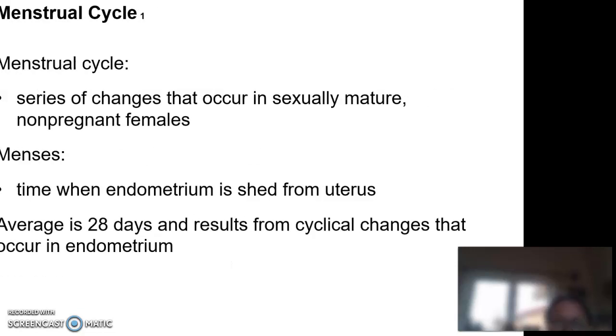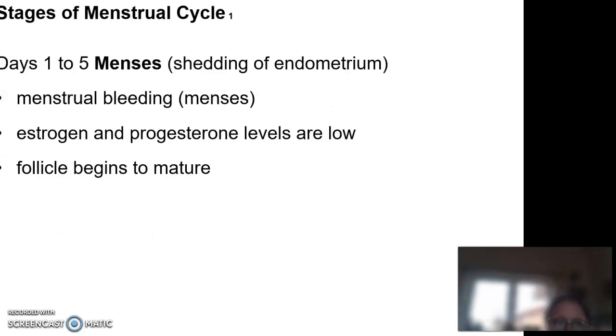Your menstrual cycle is your bleeding, which occurs about every 28 days, a series of changes that occur in sexually mature, non-pregnant females. This is when the endometrium is shed from the uterus, and you bleed about 3 to 5 days. Some women are shorter, but it happens about every 28 days. Stages: days 1 to 5 is the shedding, and that's when you bleed, and your estrogen and progesterone levels are low, and your follicles begin to mature.